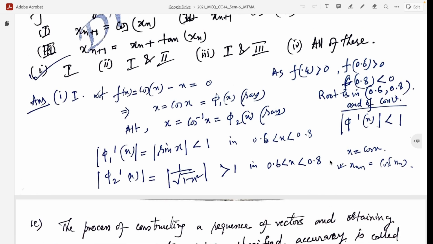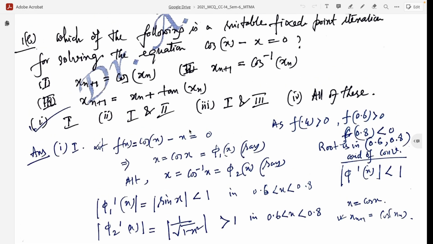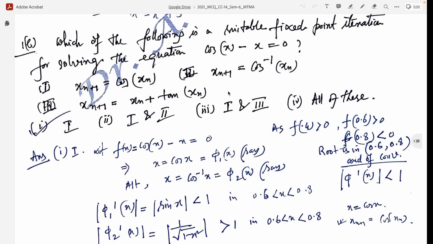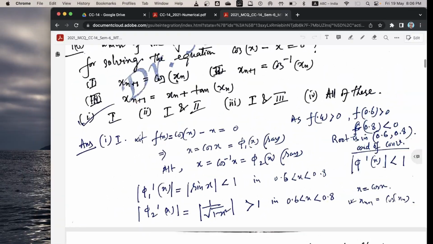So x equal to cos x is the appropriate function for this fixed point iteration. And option 3, x(n+1) equal to xn plus tan xn, is obviously rejected because we cannot find any form of this type. Next question.